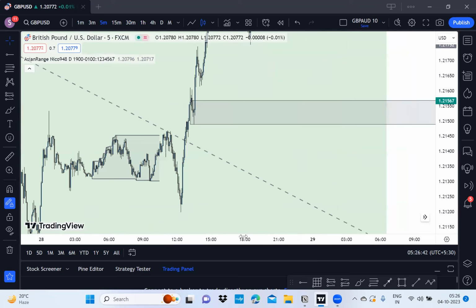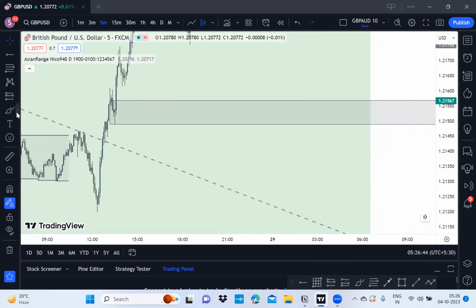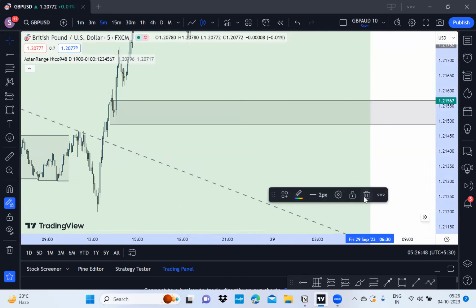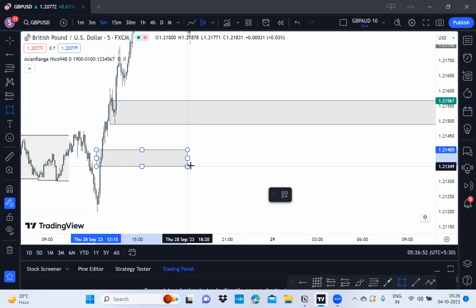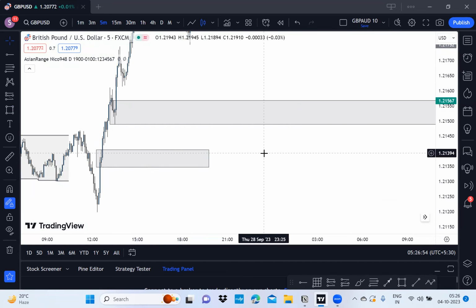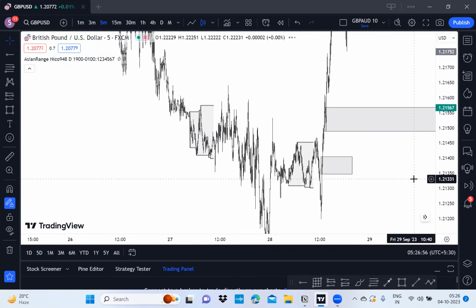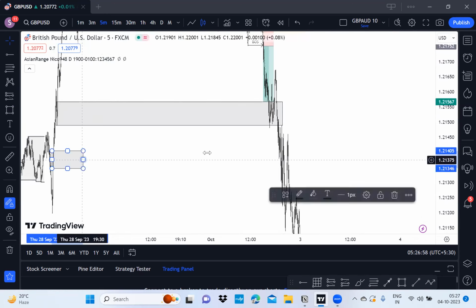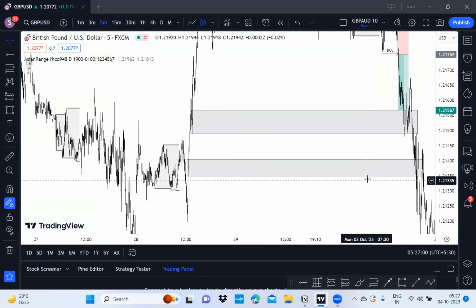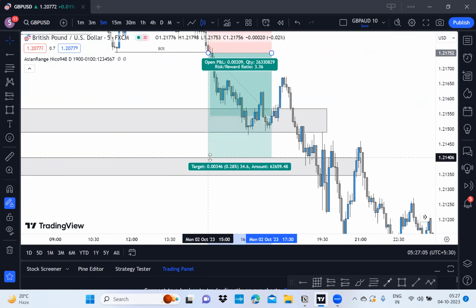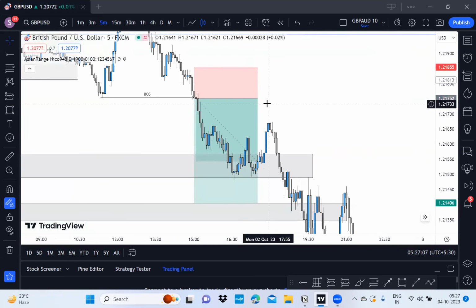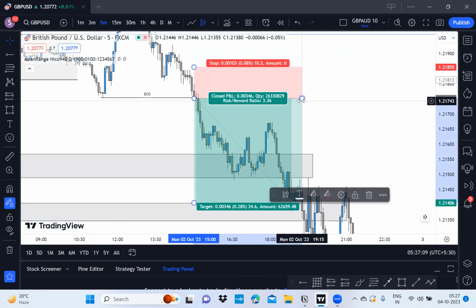So after this order block, if there is another order block or another imbalance, let me remove this Fibonacci, and there is another imbalance we can see in this candle. So let's target this one. See guys, if you don't know what imbalance is and all these things, you can simply look it up on YouTube. These basic concepts are available on YouTube also. So 1:3.36 we are getting.